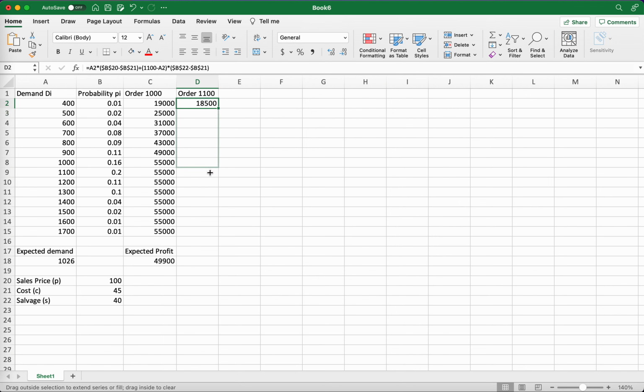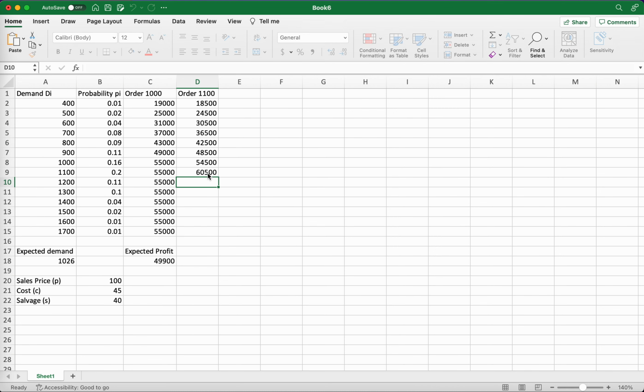Now this will go on up to 1,100, because here you order 1,100 items and demand is 1,100. You'll be able to sell everything. You'll make $60,500 in profit. And then for the rest of these cases, you'll still make $60,500 in profit because you can only sell 1,100 items and you can sell them at the $55 profit level.